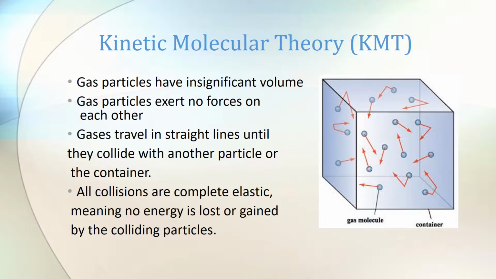Gases travel in straight lines until they collide with one another or their own container. So our particles, as you can see in the image to the right, are traveling in straight lines. They do not bend or twist or turn unless they collide. All collisions between gas particles are completely elastic, meaning that no energy is lost or gained when the particles collide. They simply collide and then bounce off each other with the same amount of energy they had when they collided.